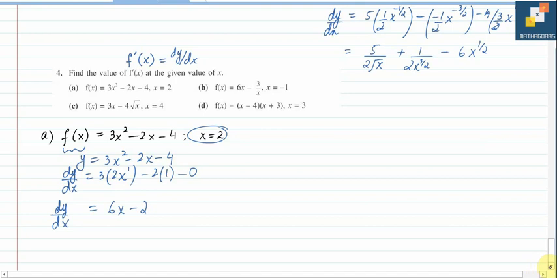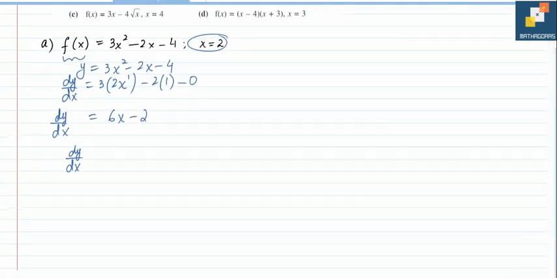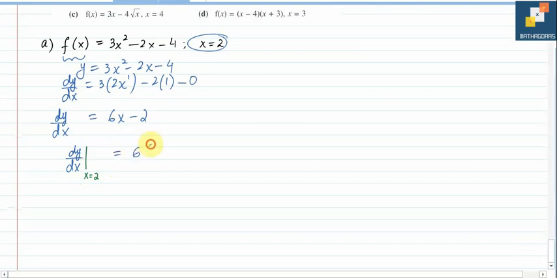We need to find the value at x equals 2. So I will say dy by dx at x equals 2. We define it in this form: we draw a line and write x equals 2. Now put the value of x, 2, here. So 6 2s are 12, 12 minus 2 is 10. So dy by dx at x equals 2 is equal to 10, and that is your answer. Alright. First we need to write down the solution in your copy, and you have a time of 40 seconds. So start.